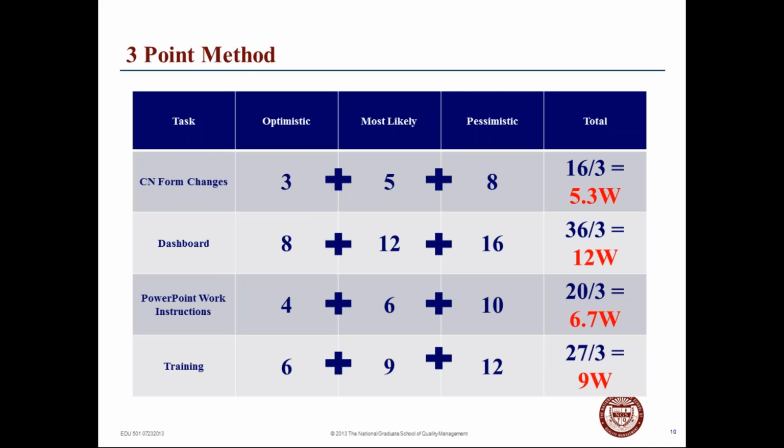And using the three-point method to find the critical path, using the optimistic timeframes, the most likely, and the pessimistic timeframes, the dashboard is going to be our critical path with a rating of roughly about 12 weeks.